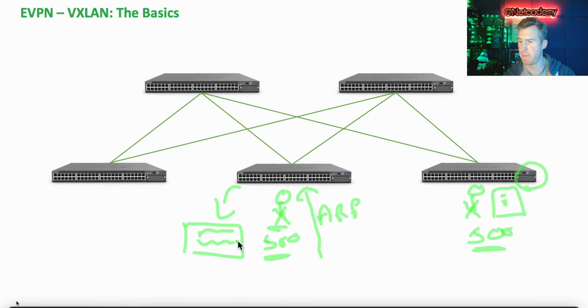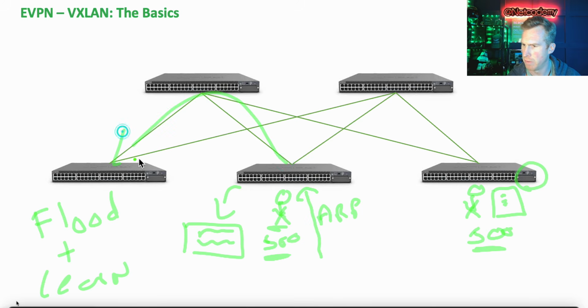Now, that's great, but with traditional Ethernet, what you have is a flood and learn approach. What would happen without EVPN is that, for all layer 2, this switch would then flood out of all interfaces that this MAC address has been seen. We don't actually want to do that. We only want to advertise to interested parties that this host is connected to this switch.